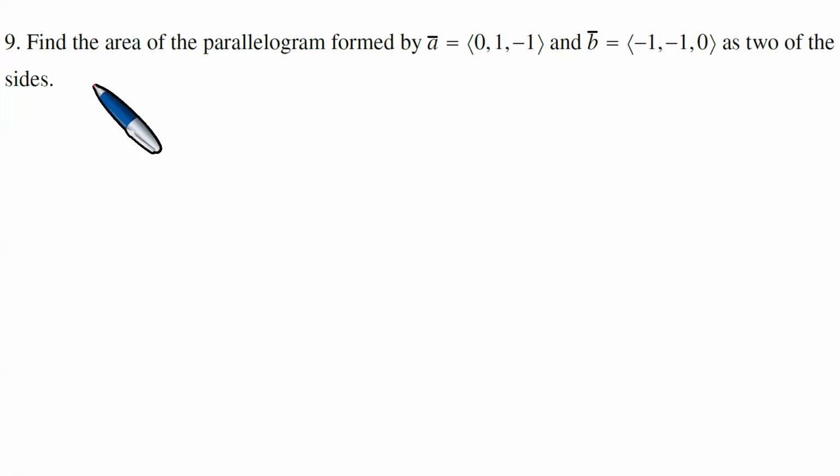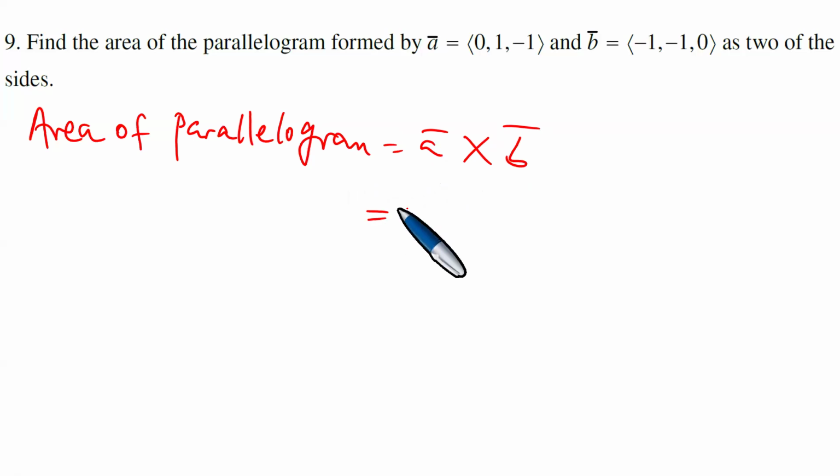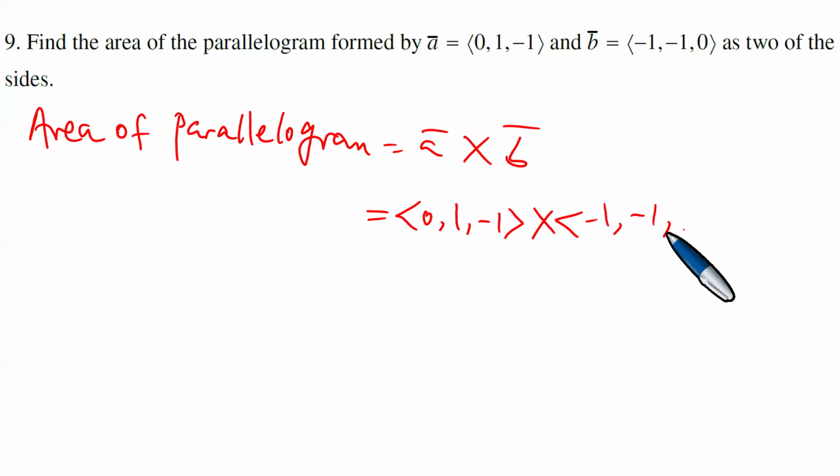So now you need to find the area of the parallelogram formed by this. What is the area? It's the magnitude of A cross B. A is 0, 1, minus 1. B is minus 1, minus 1, 0. And therefore this one is i, j, k.